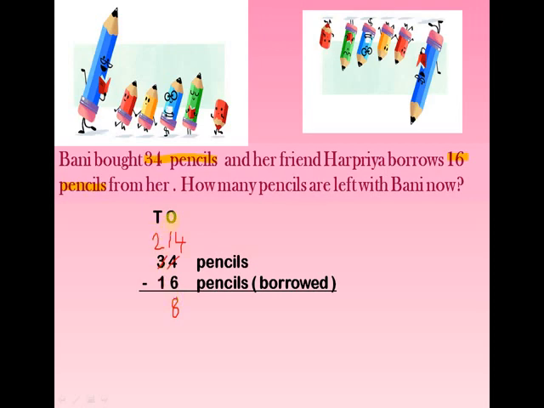Okay. Go on. Tens. Very nice. So 2 minus 1. 2 minus 1 is 1. So 18 pencils are left with Bunny. Even Bunny is a good girl because she is sharing her things. And sharing is caring. Very good. Sharing is caring. So 18 pencils are left with Bunny now.